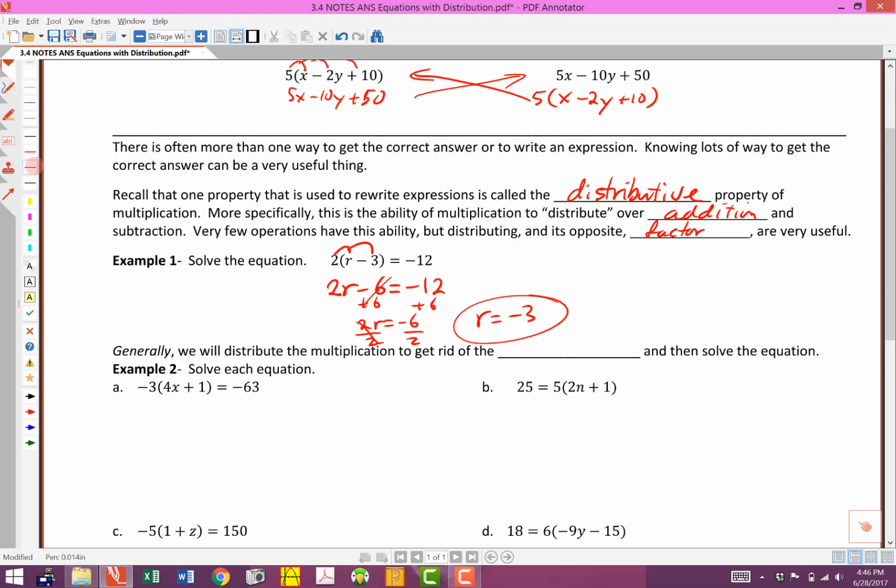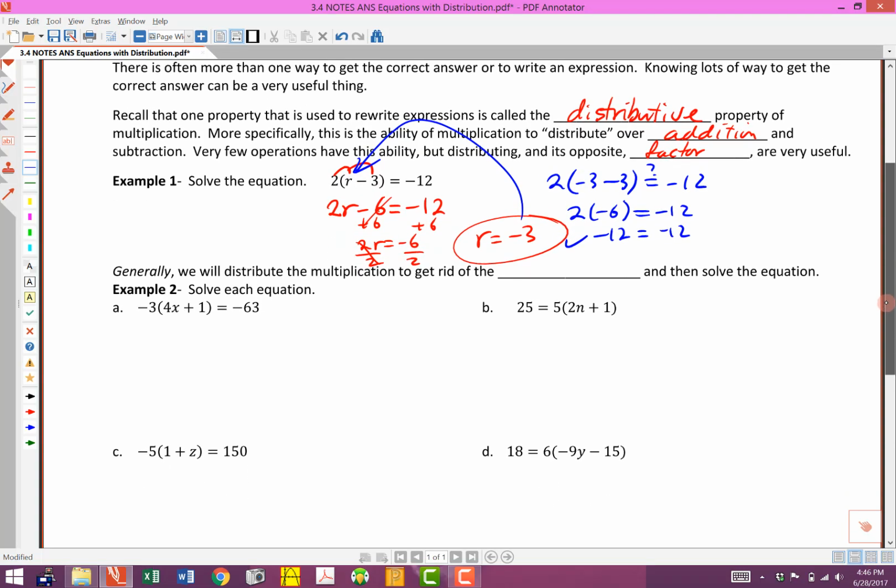Now I just want to show you and make sure that we know this is correct, because if I plug this in right there, 2 times, wherever there's an r, we're going to put a negative 3. Negative 3 minus 3 equals negative 12. So let's do the order of operations here. We're still checking to see if this is right. Negative 3 minus 3 would be negative 6. 2 times negative 6, does negative 12 equal negative 12? Yep, it does. So that one checks out.